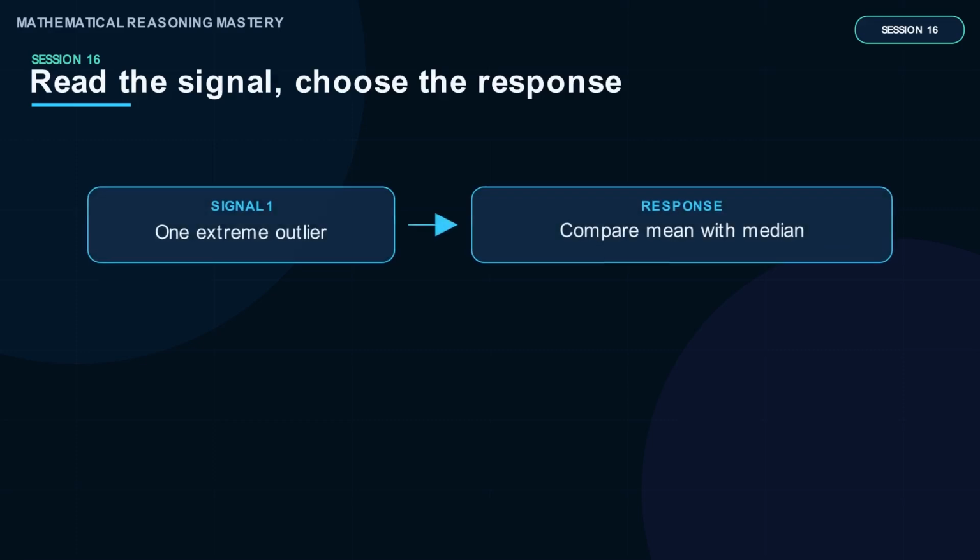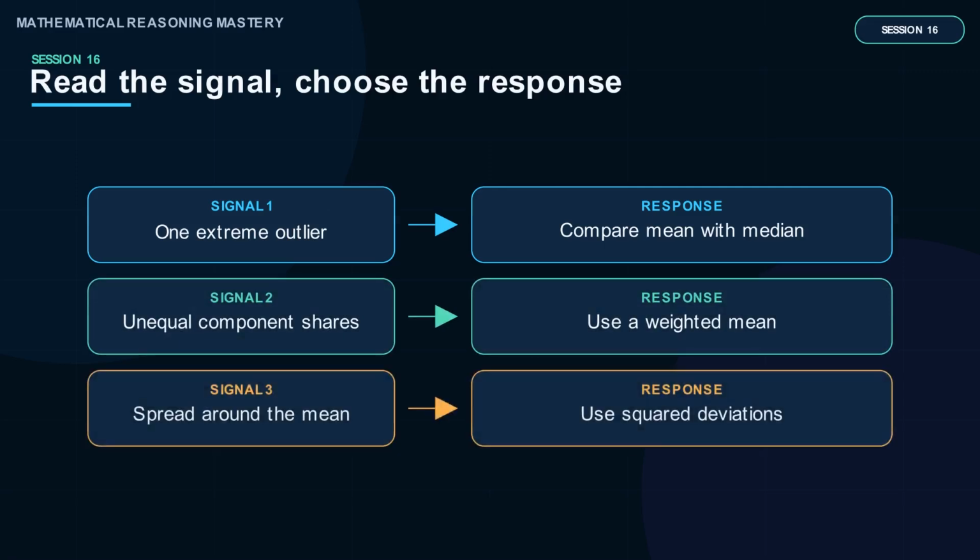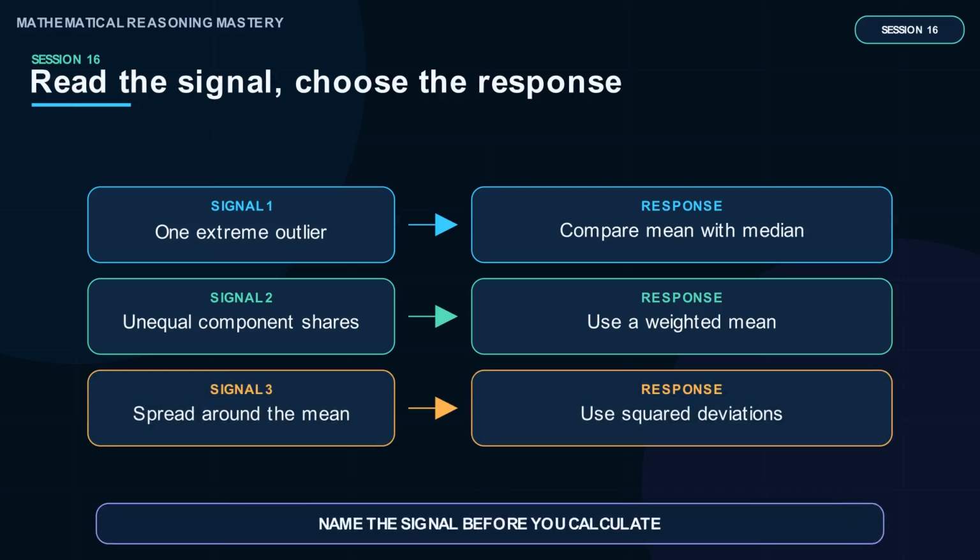Signal 1 is one extreme outlier. Respond by remembering to compare the mean with the median. Name the response before calculating. Signal 2 is n equal component shares. In that case, use a weighted mean. The form tells you which tool fits. Signal 3 is spread around the mean. Remember, use squared deviations. This separates plausible work from valid reasoning. If you cannot name the signal, pause and classify. A deliberate choice of method is usually faster than repairing a rushed setup.